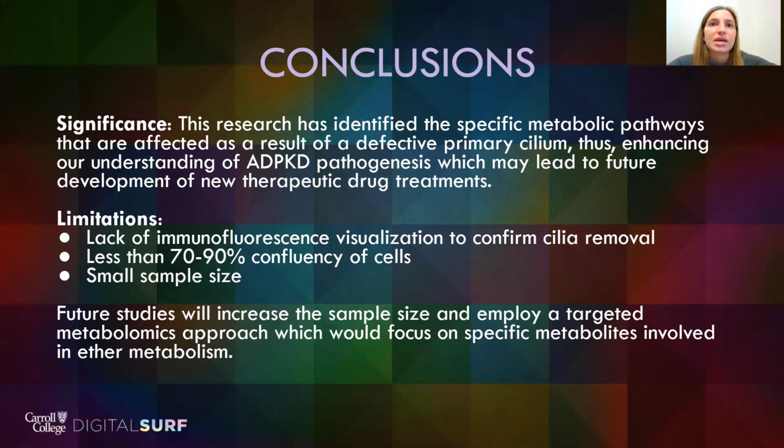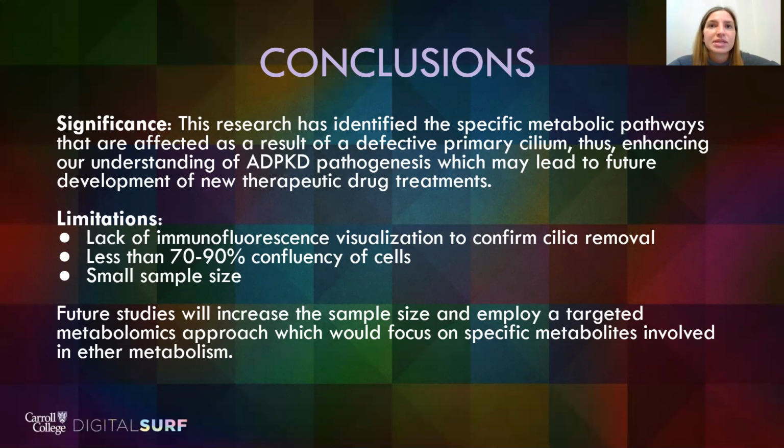Some limitations of our study included failure to visualize cilia removal using immunofluorescence, less than 70 to 90% cell confluency, and our sample size was quite small. Immunofluorescence was unsuccessful due to the use of old 4% paraformaldehyde, which essentially failed to fix our cells, and instead these cells were washed away, which explains the lack of visualization of fluorescence under the epifluorescent microscope. This visualization was ultimately very essential to confirm that the cilia were indeed removed.